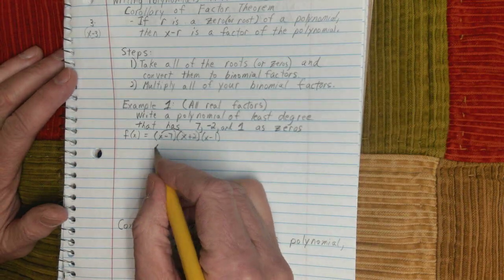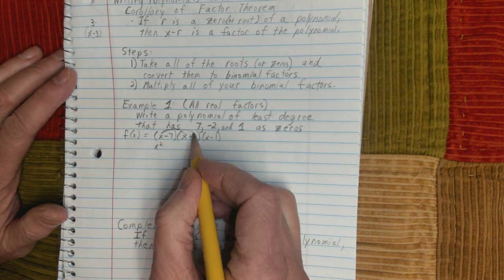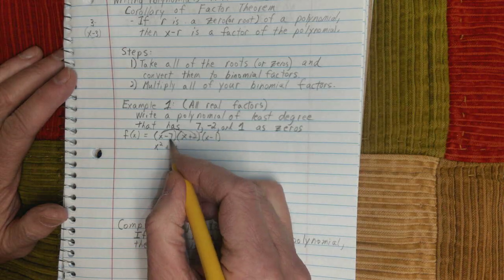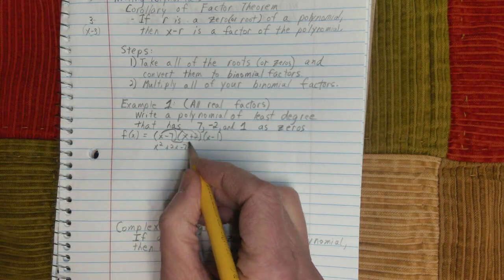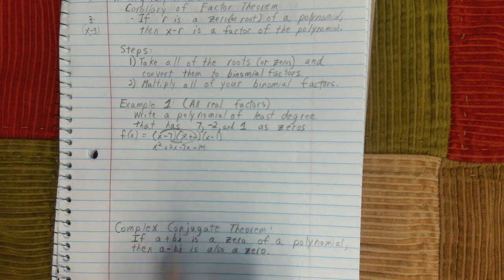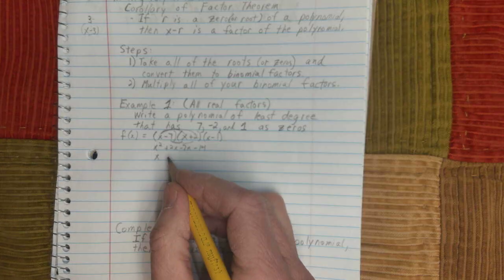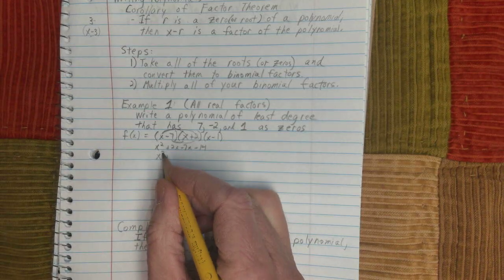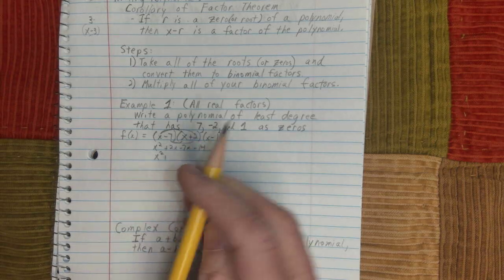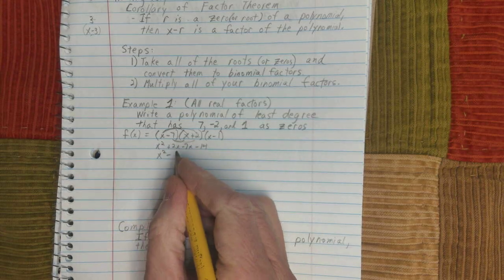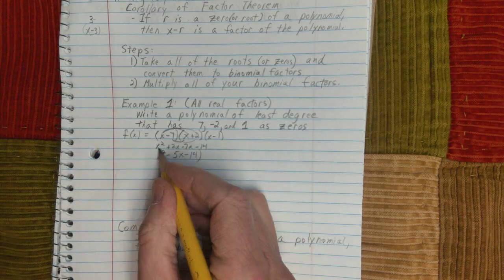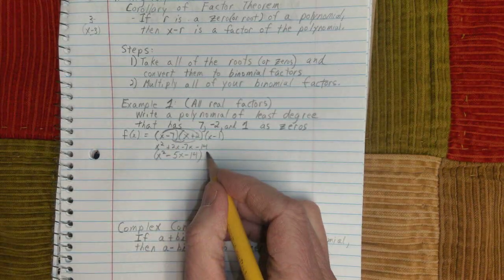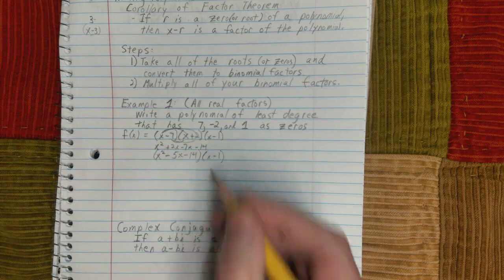X times x is x squared. X times 2 is 2x. -7 times x is -7x. -7 times 2 is -14. So when I multiply the first two together, I have x squared, 2x minus 7x is -5x, and then minus 14. So now I'm going to take that product multiplied by x minus 1.